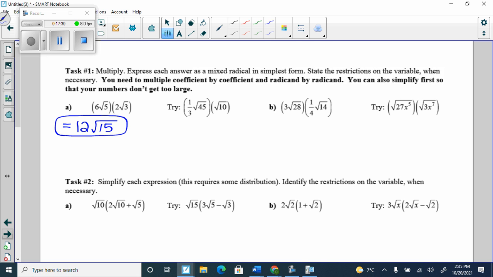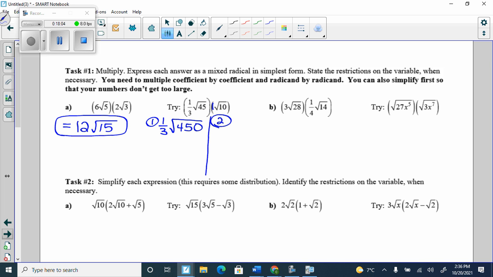Okay, the next one. I can either choose to reduce them first or reduce them after. It doesn't really matter. You can simplify first or simplify after. But I'm going to simplify after just for now, then I'll show you how I do it if I simplify first. So I go coefficient times coefficient. I'm going to show you 2 ways. 1/3 times 1 is 1/3. Then square root 45 times 10 is 450.